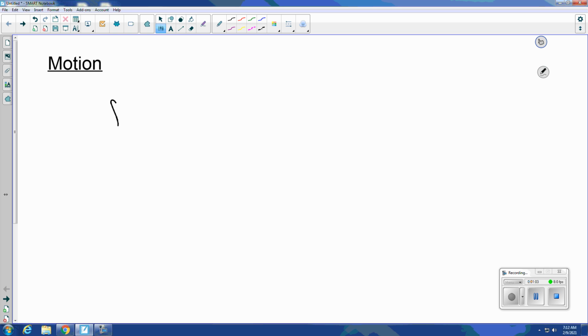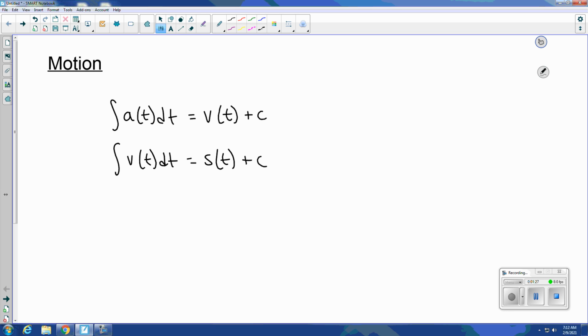looking at an integral of acceleration, let's look at indefinite integrals and then definite integrals. We know that the antiderivative of acceleration is velocity plus some constant c. If we're integrating velocity, we know we'll get some position function plus some constant c.